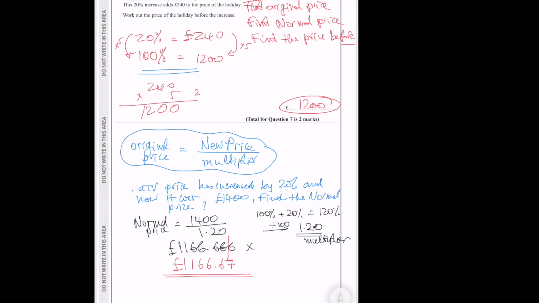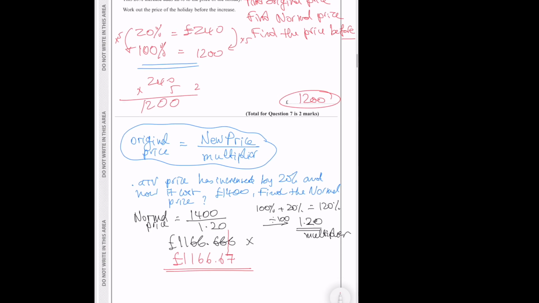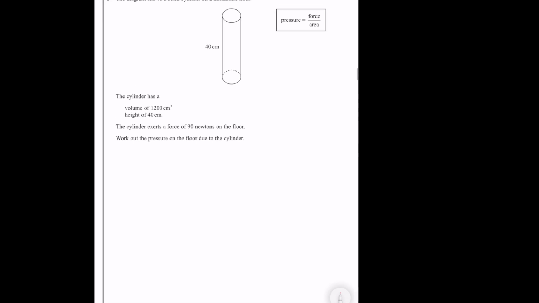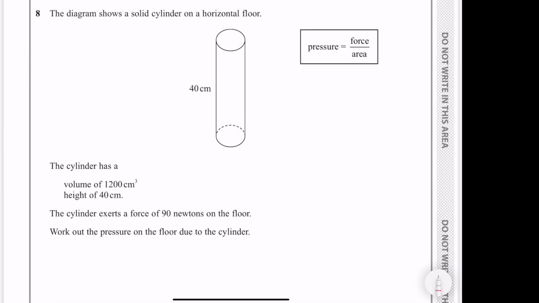Okay, everyone, so we move on to question 7. I think we gave reverse percentage enough time, and now we move on to question 8, which is about pressure. So the diagram shows a solid cylinder on a horizontal floor and we need to know this area. So the area that the question is talking about is this one.